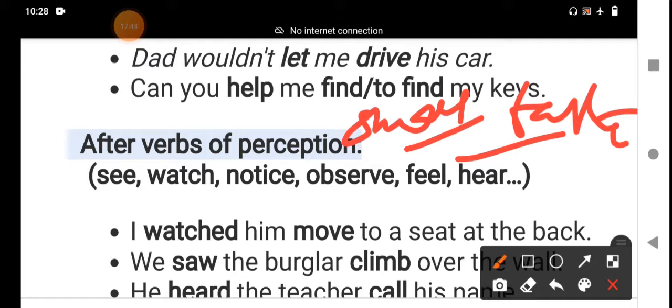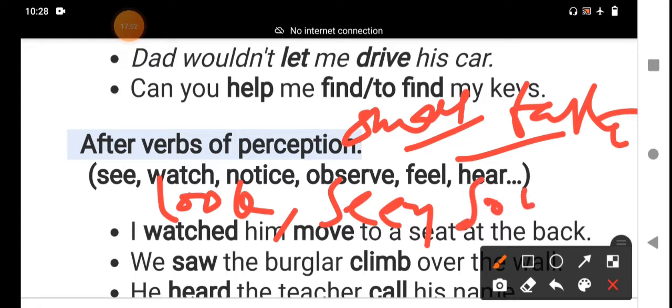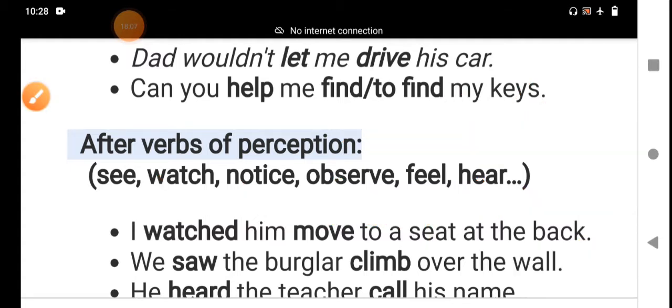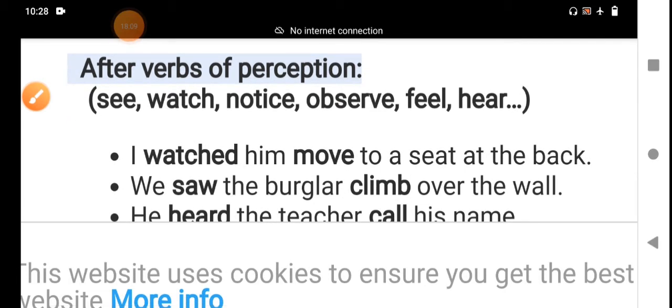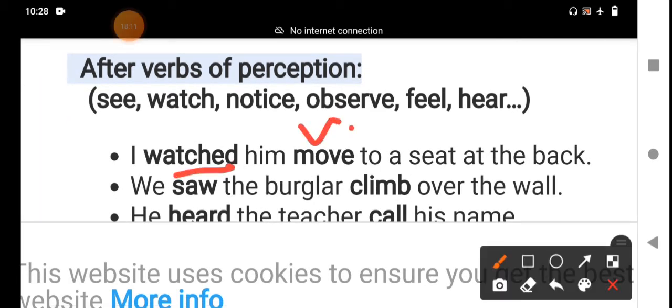See, watch. And look, some more verbs I will write. Look, seem, sound. These are the perception verbs. And some more examples. I watched him move to a seat at the back. Watch, perception. It takes bare infinitive.